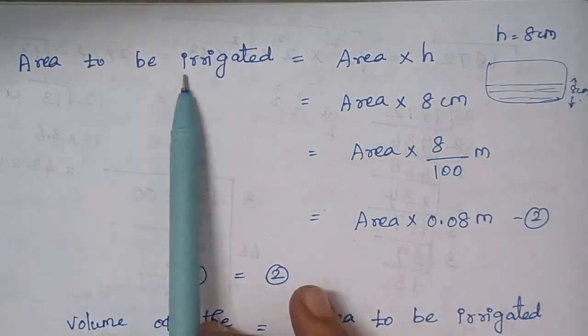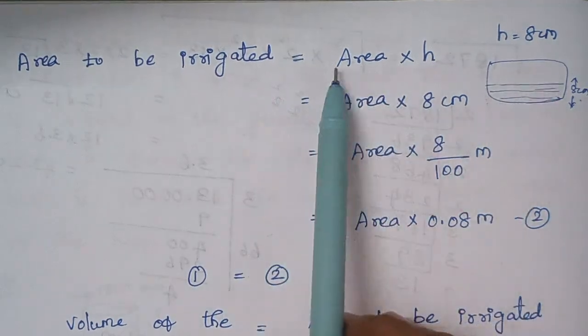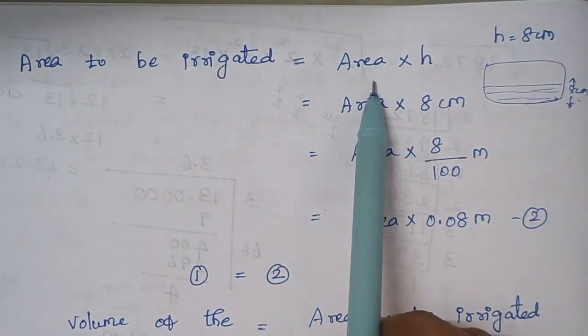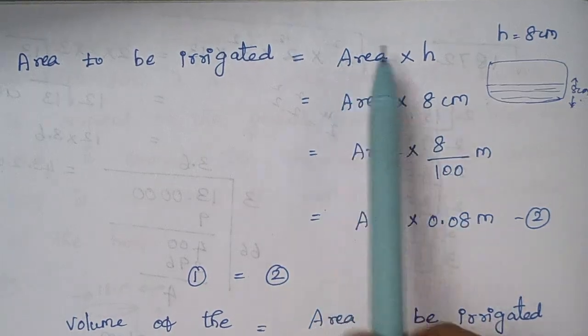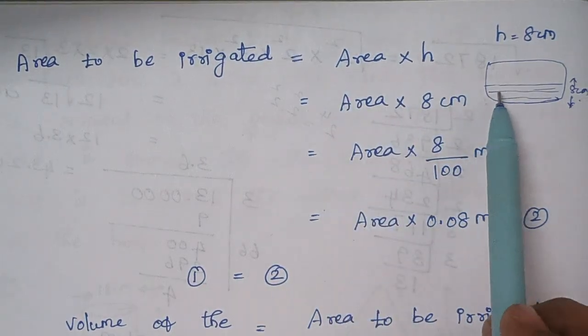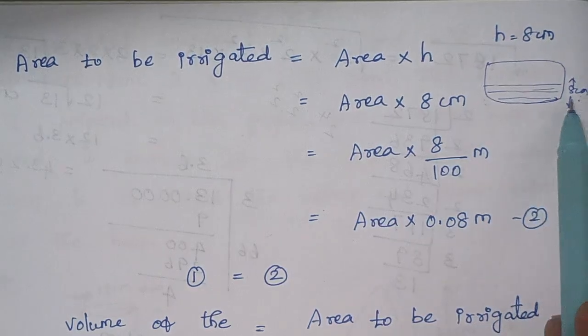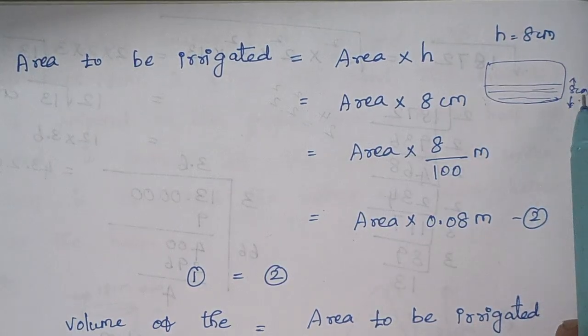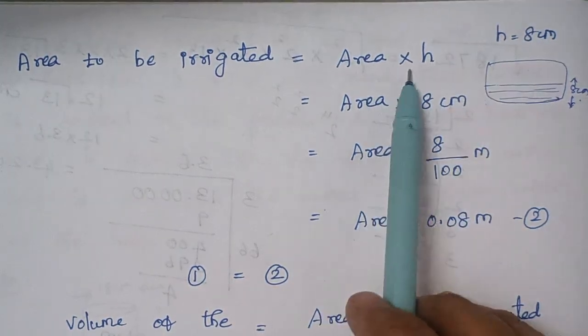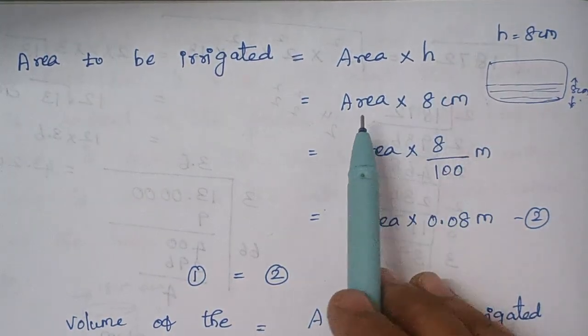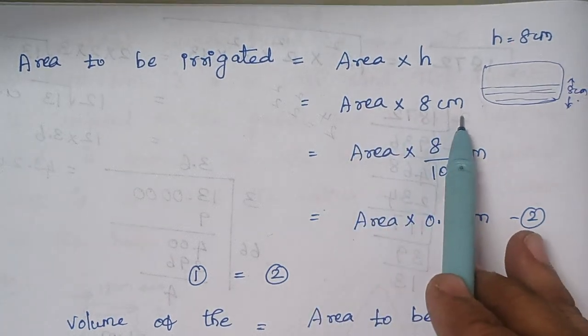So area to be irrigated, I am writing it as area, as there may be some area. I don't know what it is. There is no shape mentioned. But in that area, it should have a standing water of 8 centimeter, which indirectly means that it is the height h. So here it is area into h. Therefore here area into 8 centimeter.